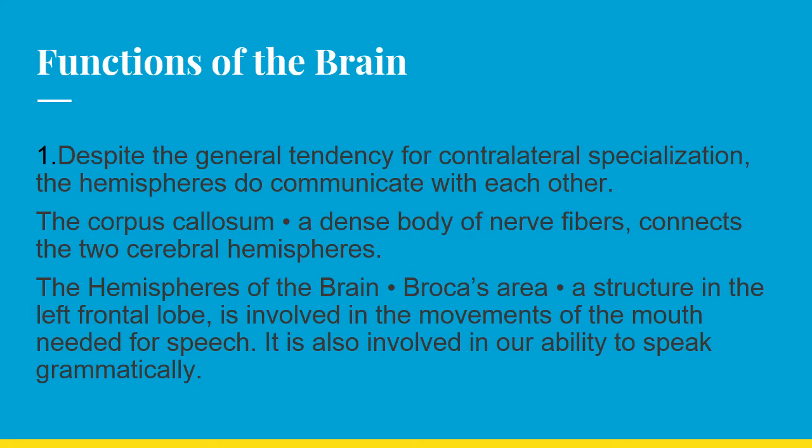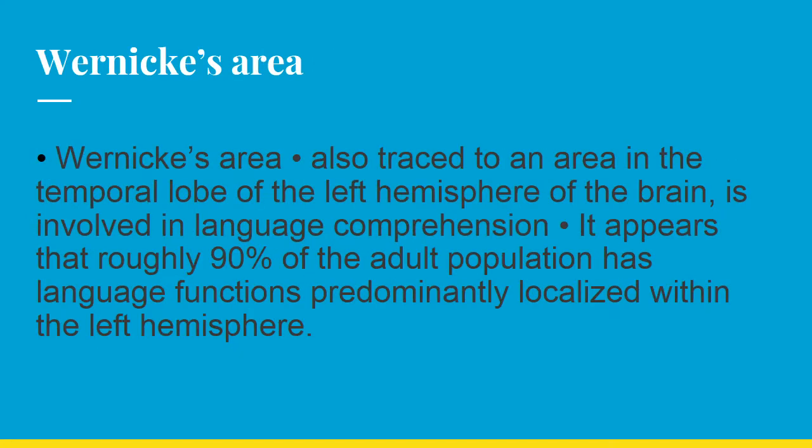Broca's area is a structure in the left frontal lobe, and it is involved in the movements of the mouth needed for speech, and it is also involved in the ability to speak grammatically. Now let us look at what is Wernicke's area. It is located in the temporal lobe of the left hemisphere of the brain, and it is involved in language comprehension. And it is said that 90% of the adult population has language functions predominantly localized within the left hemisphere.